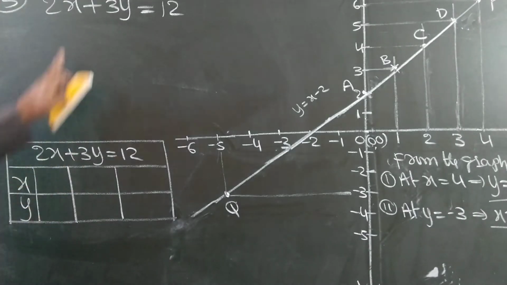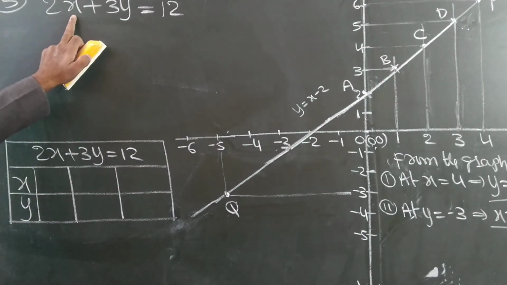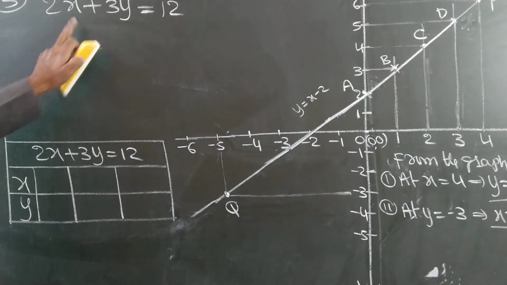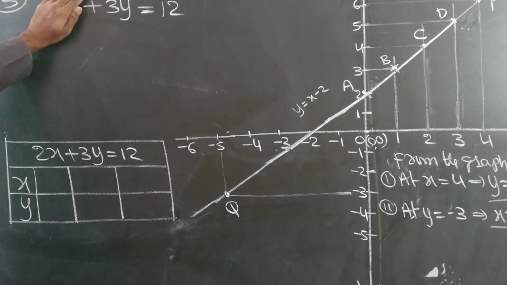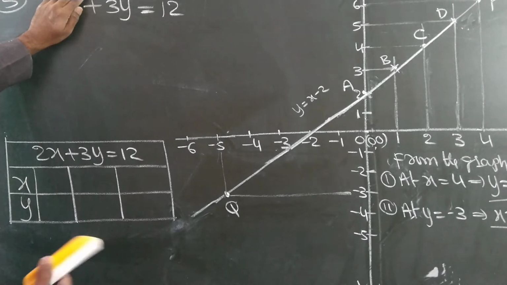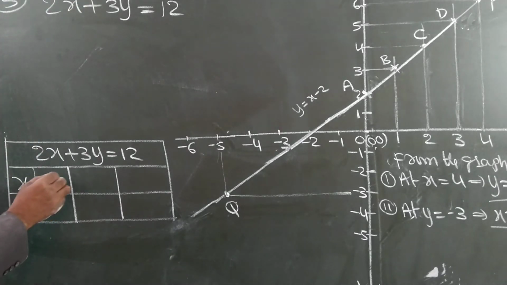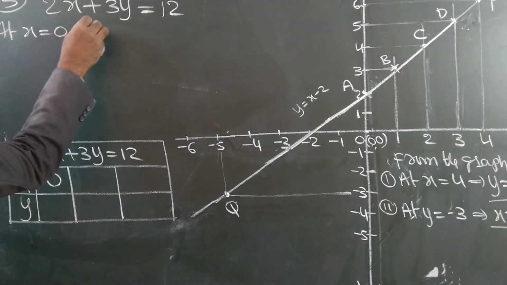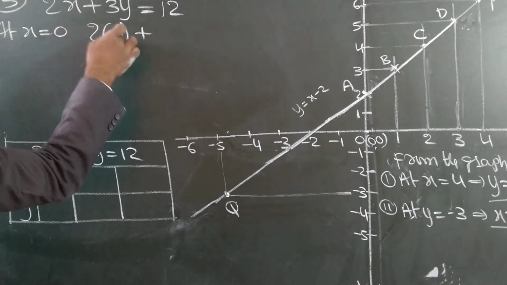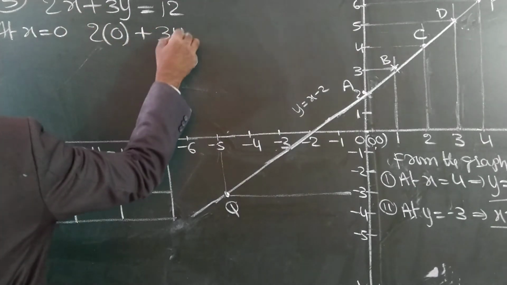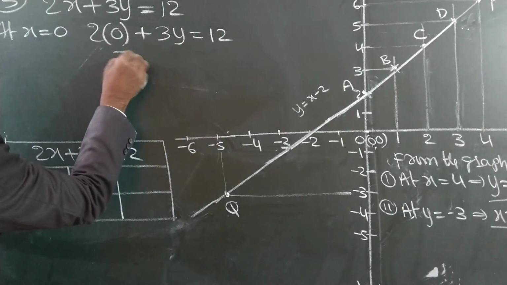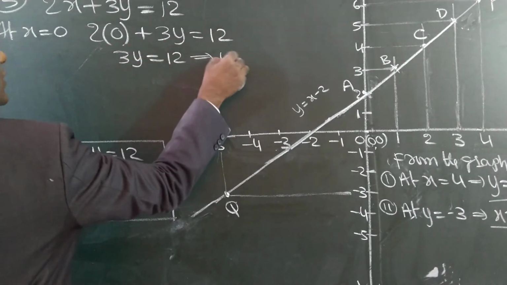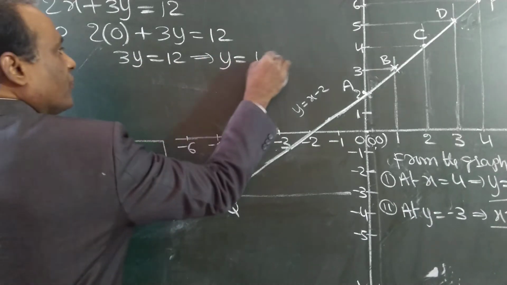See, suppose x is 0, how much y value are we getting? If x is 0, what is y? 2 into 0, 0. 3y is equal to 12. Y is equal to 12 by 3, 4. Okay. X 0 you take, so you won't get a fraction. 2 into 0, x value is 0, plus 3y is equal to 12. 3y is equal to 12. Y is equal to 12 by 3, 4.